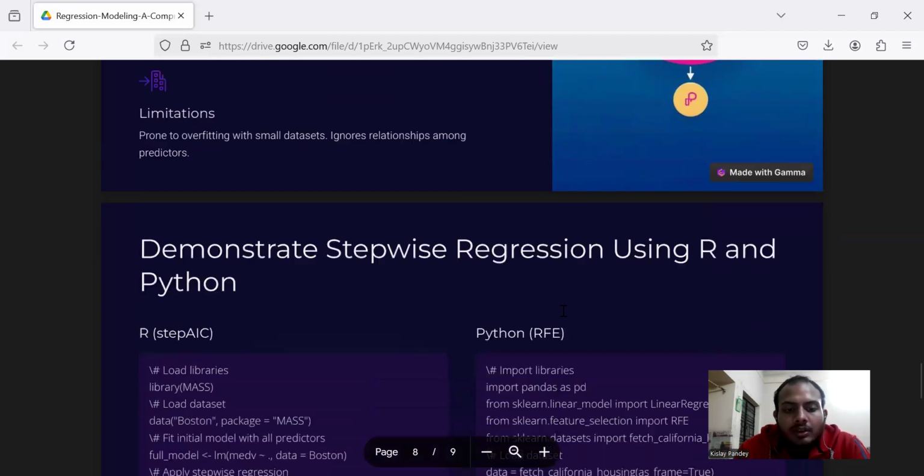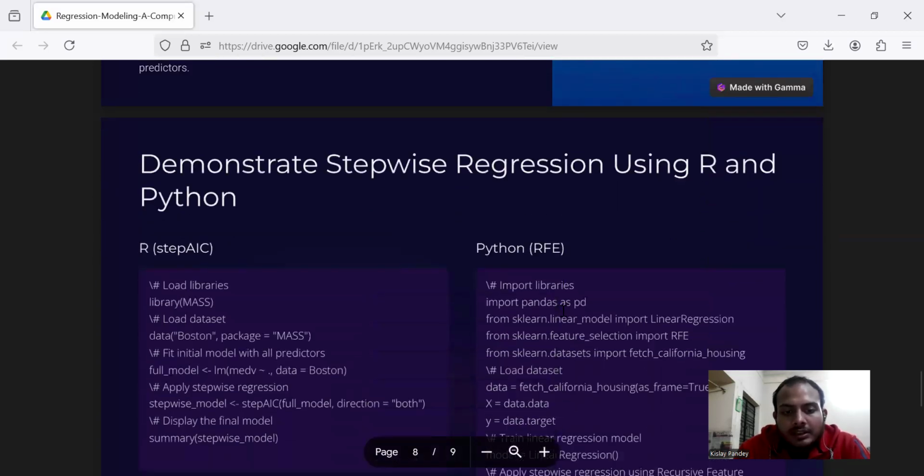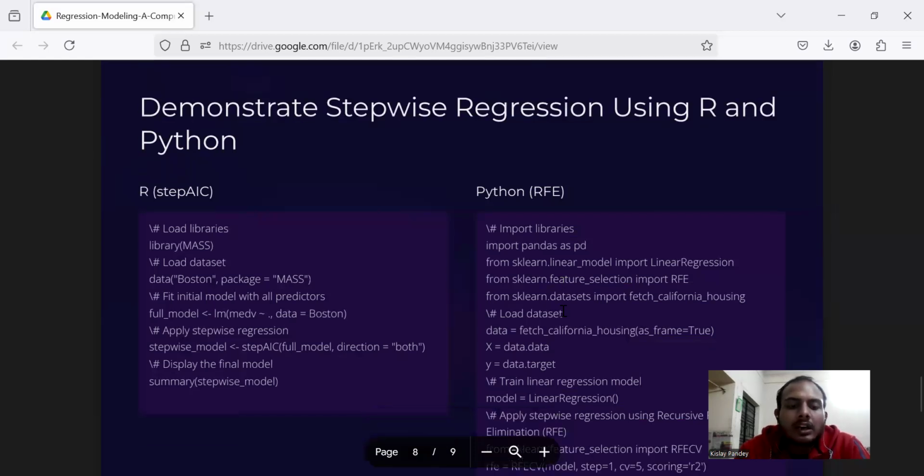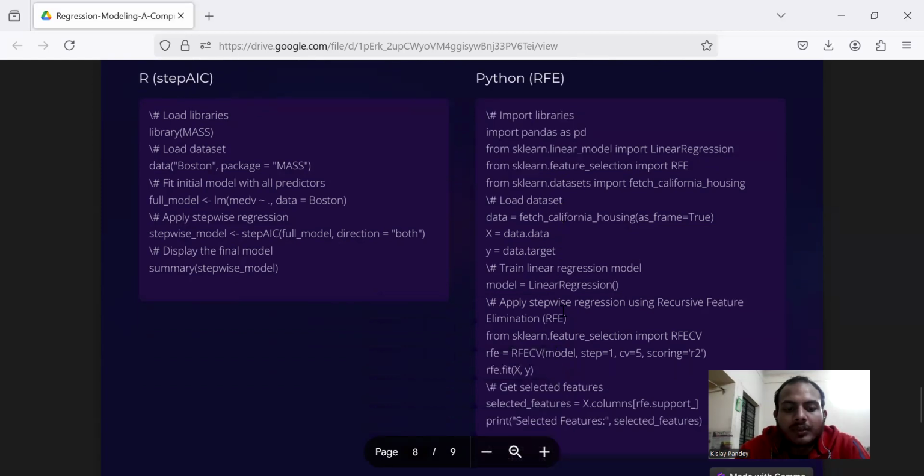In R, we can use the stepAIC function to perform stepwise regression. It systematically evaluates subsets of predictors and selects the best ones based on cross-validation. The output highlights the most relevant features for building a regression model.